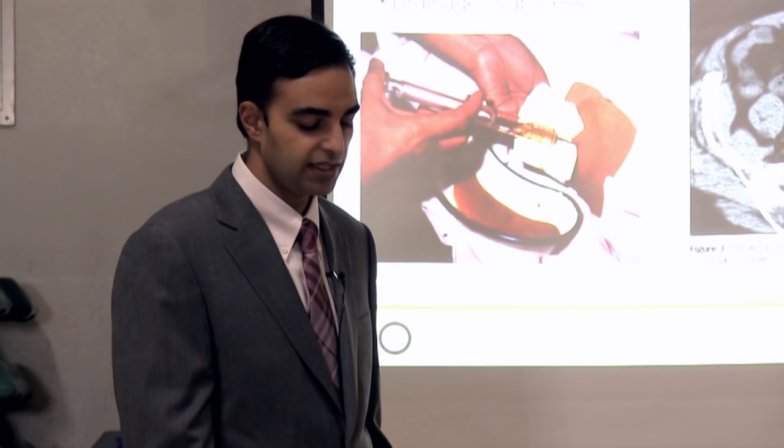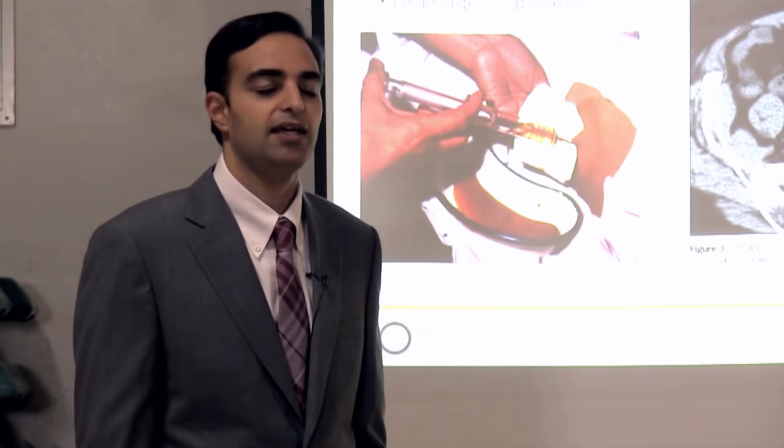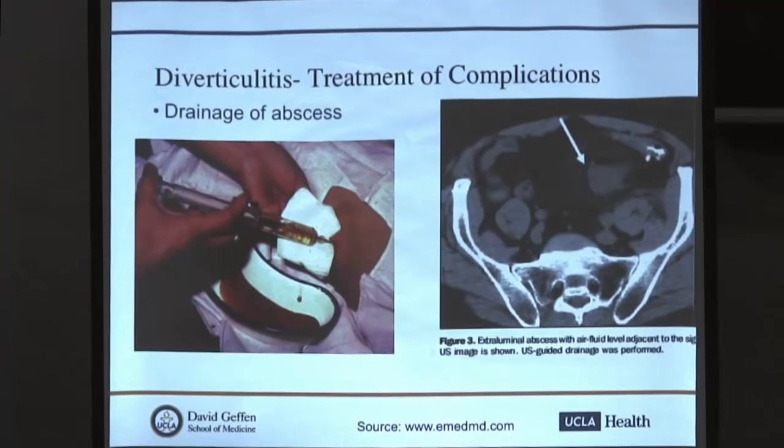Treatment of an abscess: if you do develop a pus collection within the abdomen due to diverticulitis, oftentimes we ask the radiologists to do either a CT-guided or an ultrasound-guided drainage. So this patient is having a drainage of the abscess with a needle and a syringe. Here is an image of another pus collection, and they would go through the anterior abdominal wall, as you see in this patient, put the needle within the pus collection, and remove the pus.